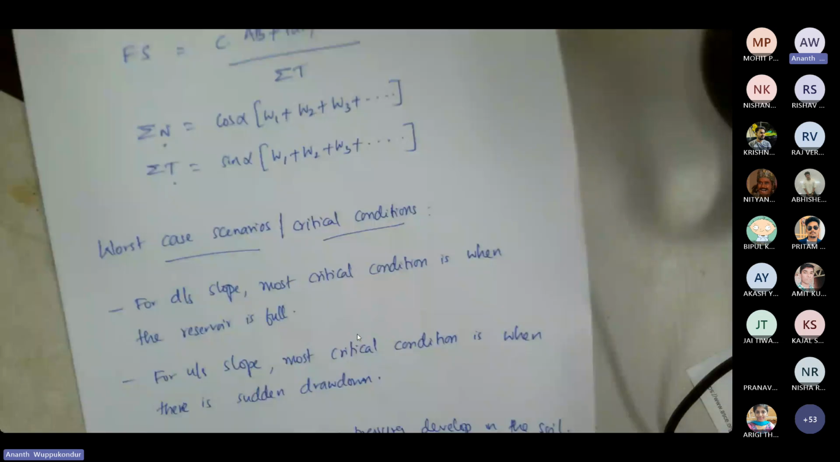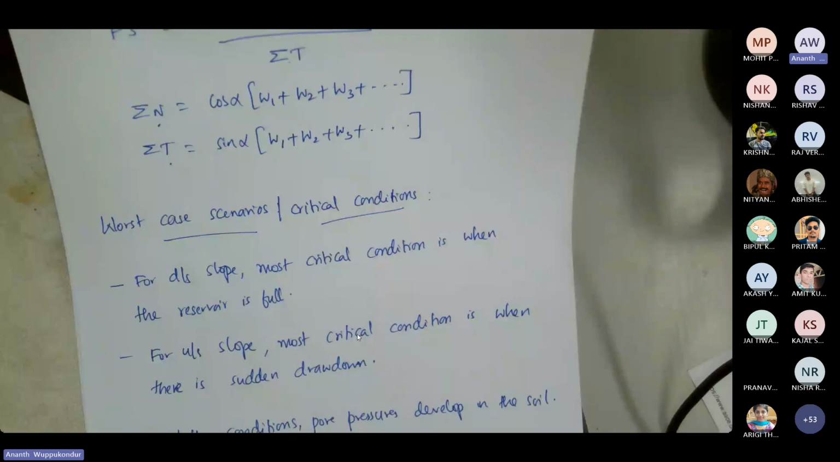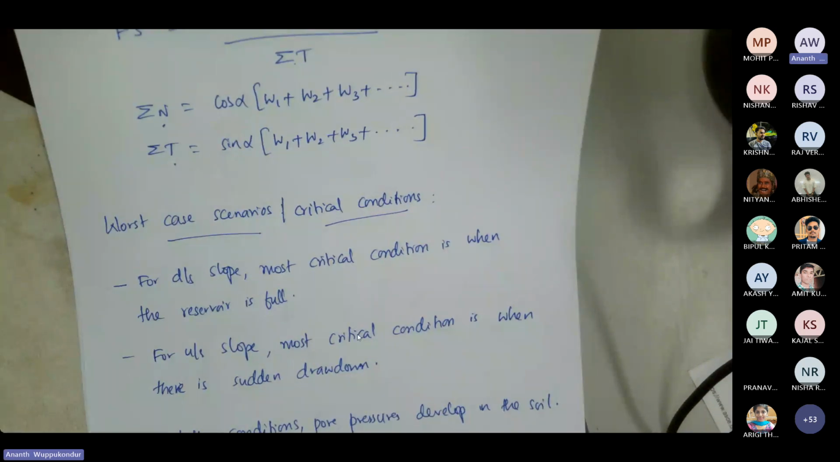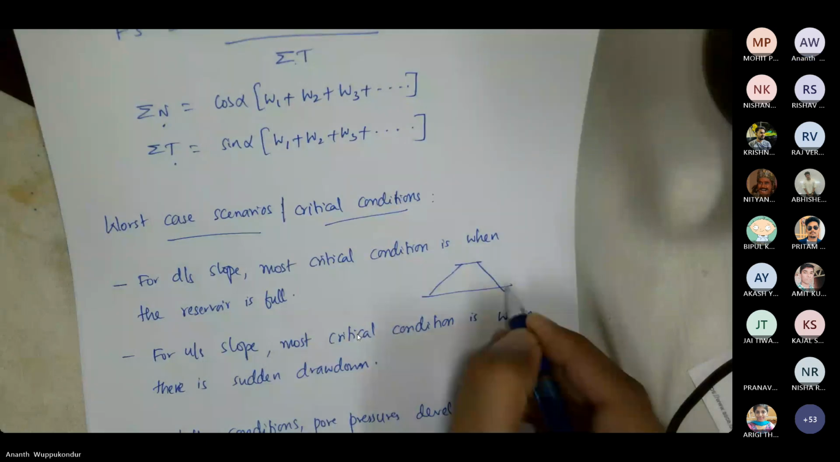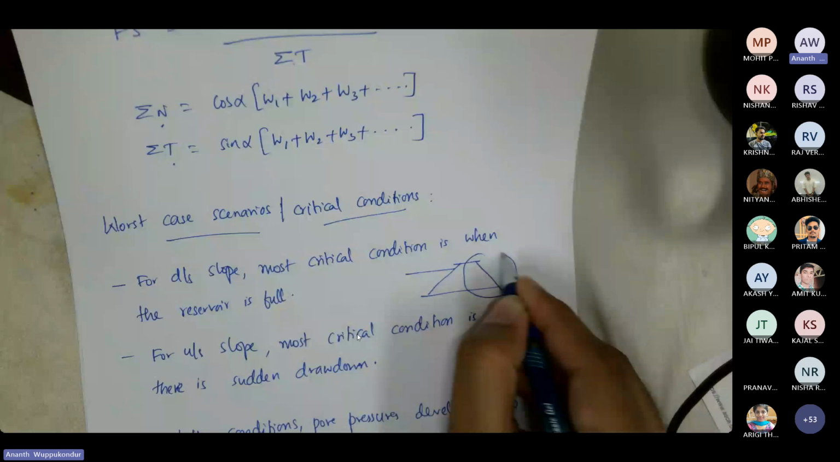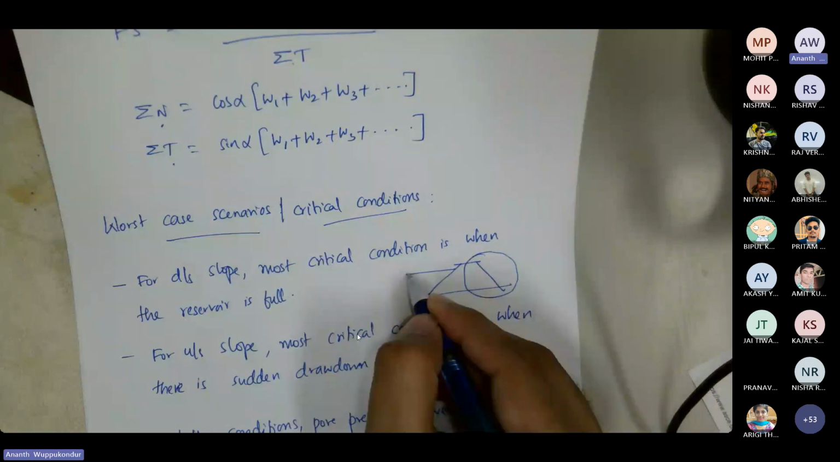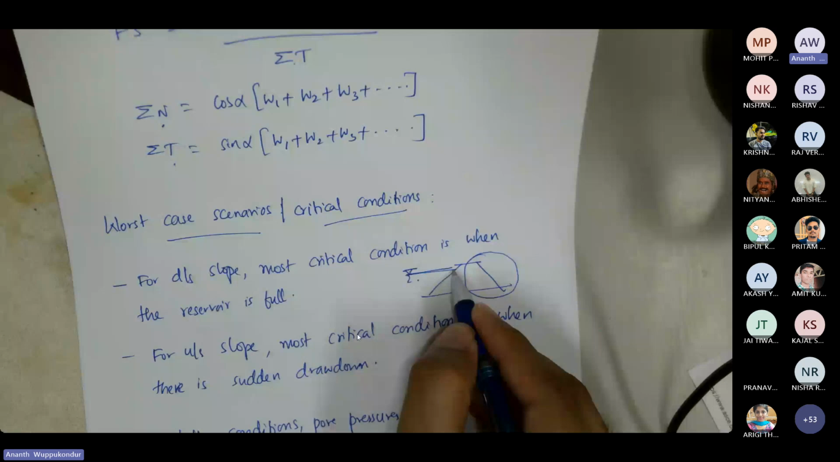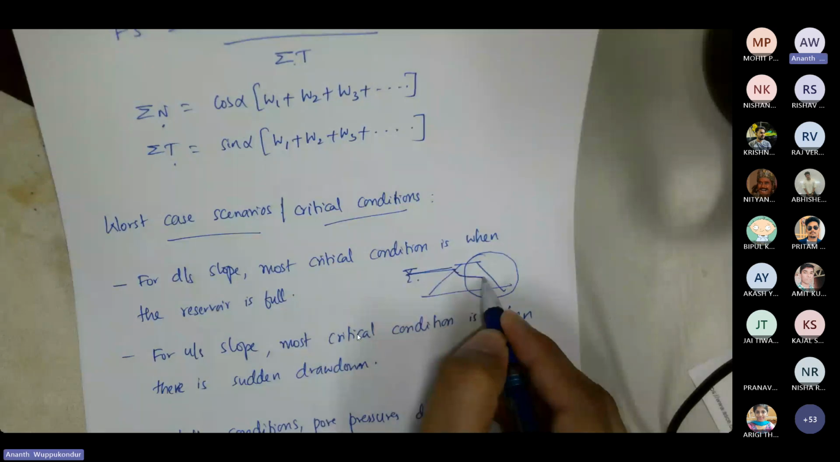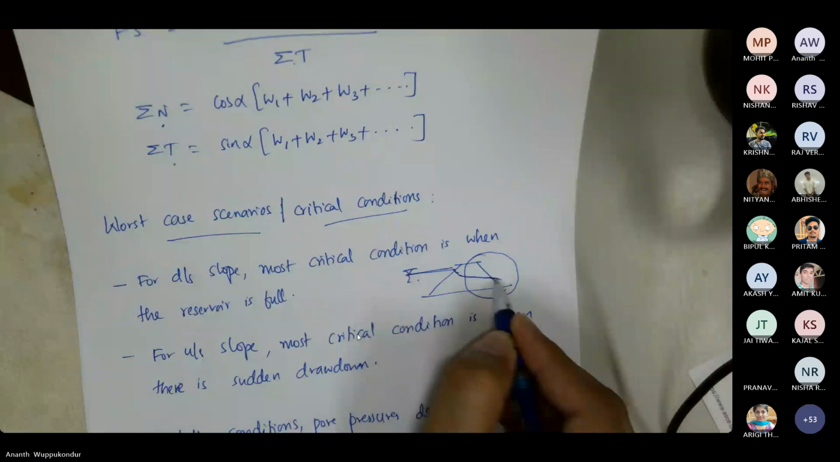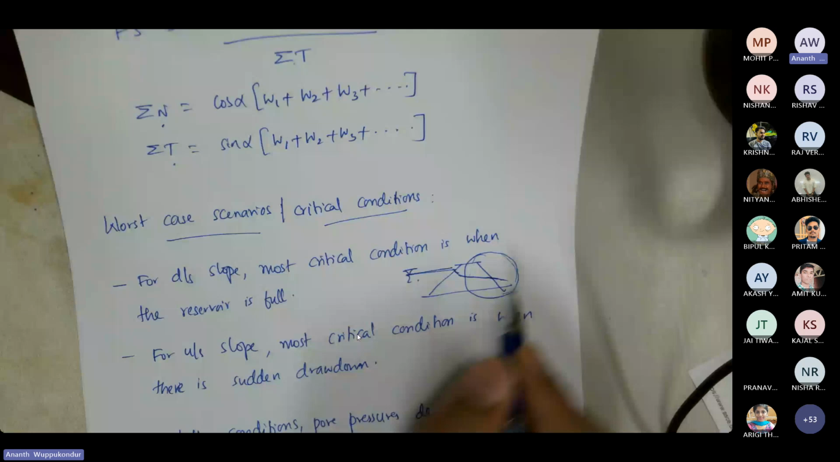Now, what are the worst case scenarios for both upstream slope and downstream slope? So we need to consider the most critical conditions. So for the downstream slope, the most critical condition is when the upstream reservoir is full. So if this is the embankment, then for this downstream slope, the most critical condition is when the reservoir is full. So since we have the reservoir to the full level, then we would have seepage of water. And if this seepage line is passing through the downstream slope, then there is a potential for failure of the downstream slope. So that is why the most critical condition is when the reservoir is full.